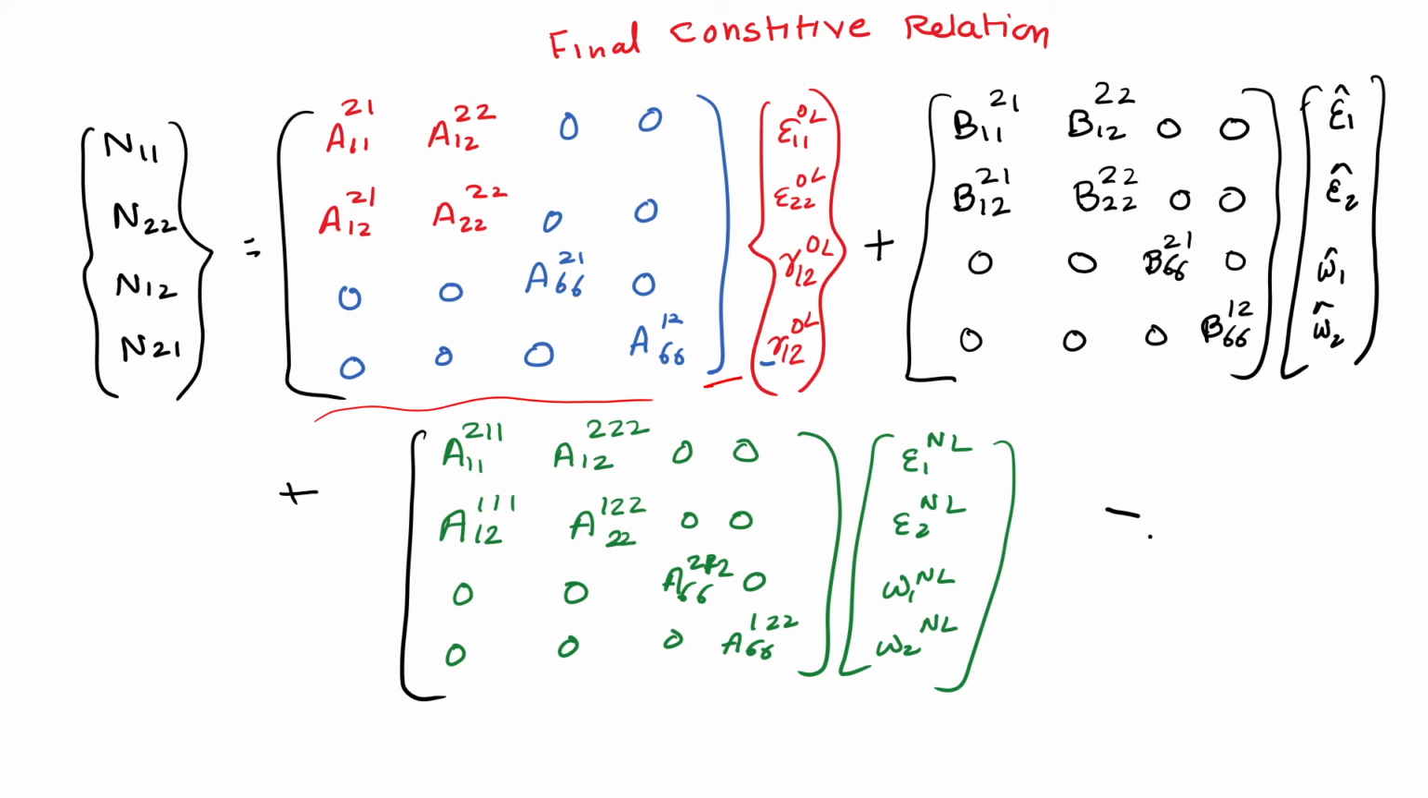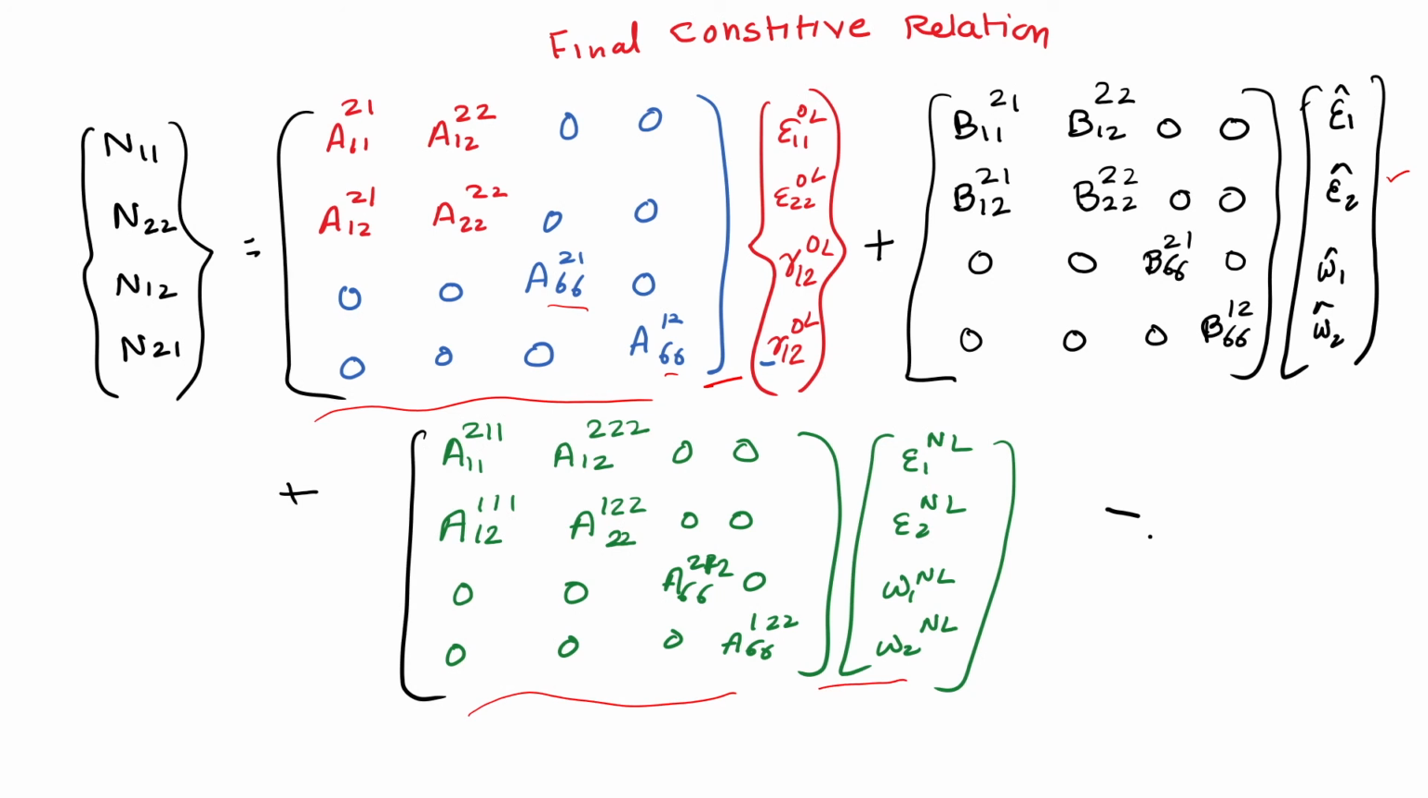The first component is A11, A21, A12, A22. Here A12, A21 and A22 and A66. So, these will contain the linear stretching part, and the components B11, B12 will have the bending part, plus the green terms are non-linear contribution.